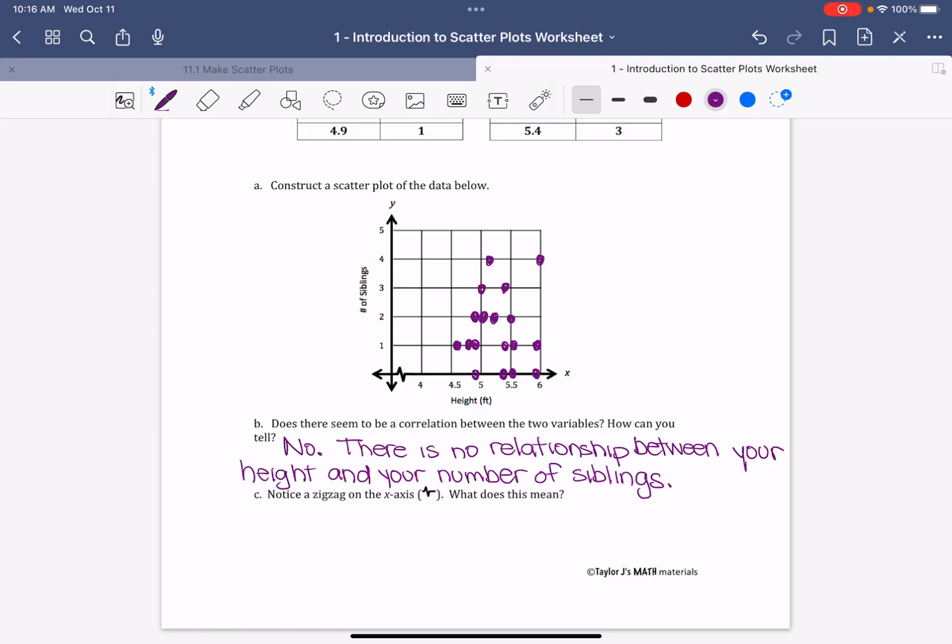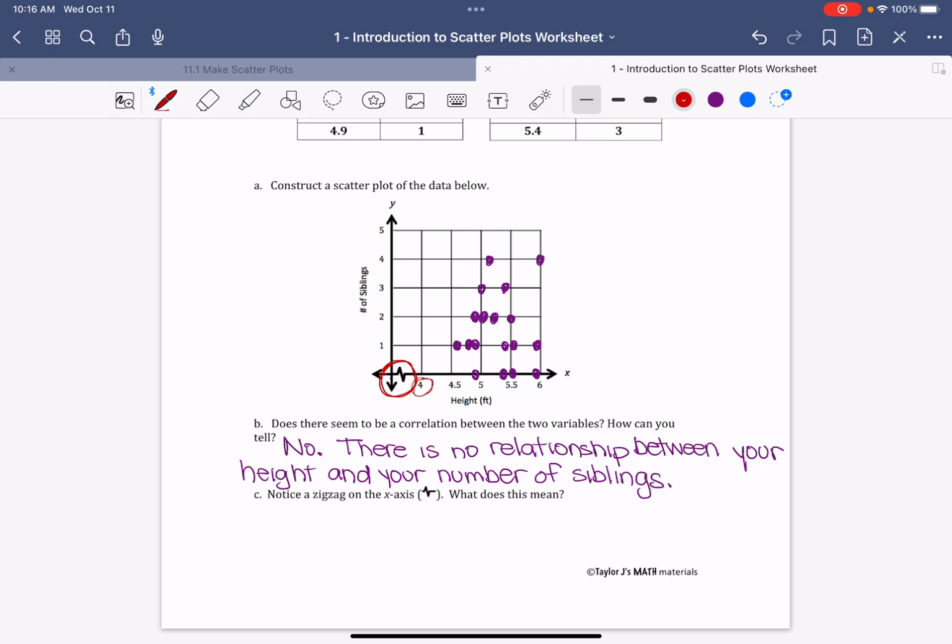Okay, and then part C says, notice a zigzag on the x-axis, so they're talking right here. What does that mean? So the zigzag means that there are some numbers that have been left out. So notice, like on the y-axis, it starts at 0 and goes 1, 2, 3, 4. They're not skipping anything. But on the x-axis, they're starting at 0, and then the next mark right here is at 4. So they've skipped 1, 2, and 3 in the middle of that.